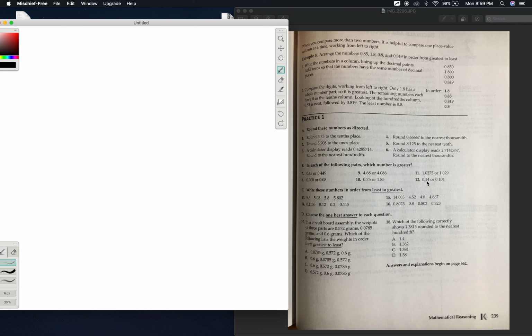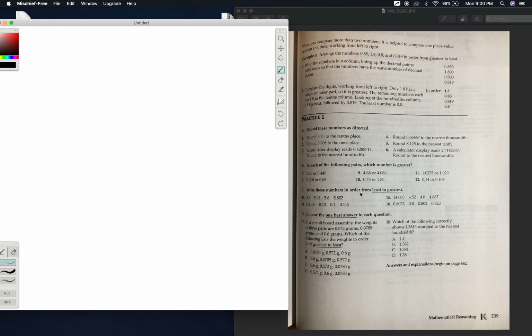Here, 0.14. Okay, well, we have 0, no whole number. So the one to the right of the decimal is 1 on this one. Same here, number 1. Then to the right of that is number 4. To the right of that is 0. So we know that this one is larger. Remember, as soon as you hit a smaller number, that number loses. Or shall I say, whichever number hits a smaller digit first, that one loses.